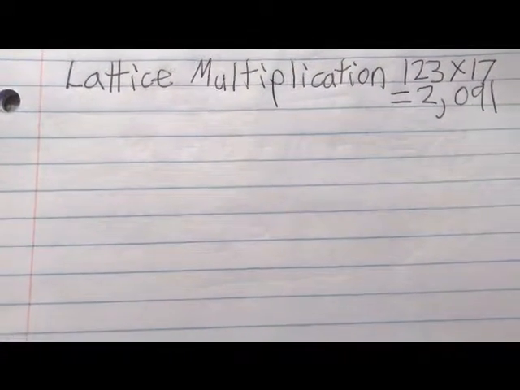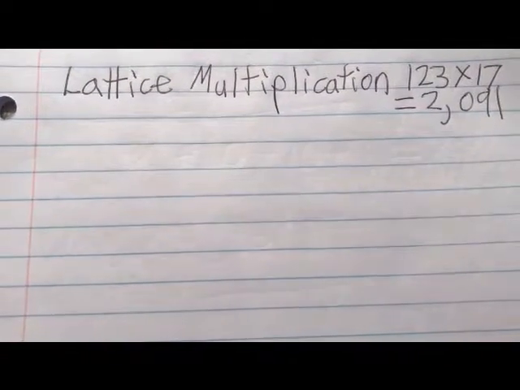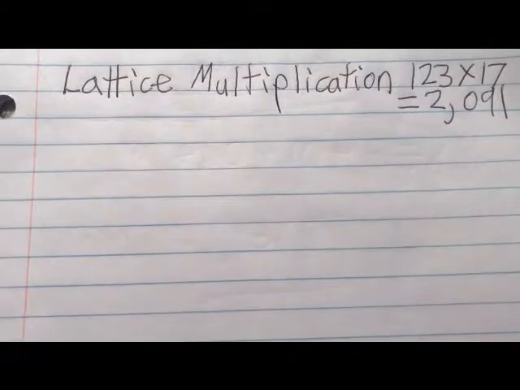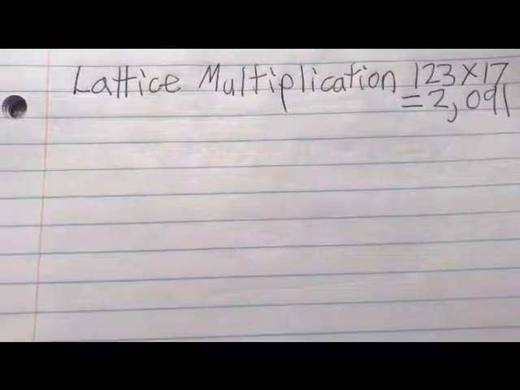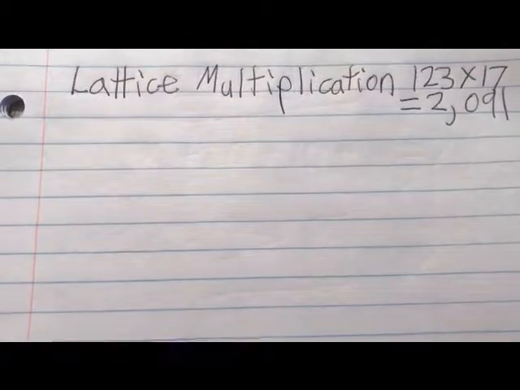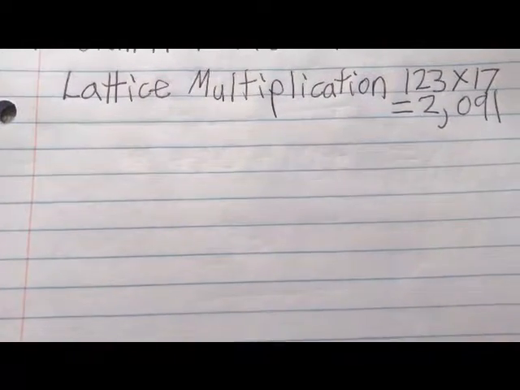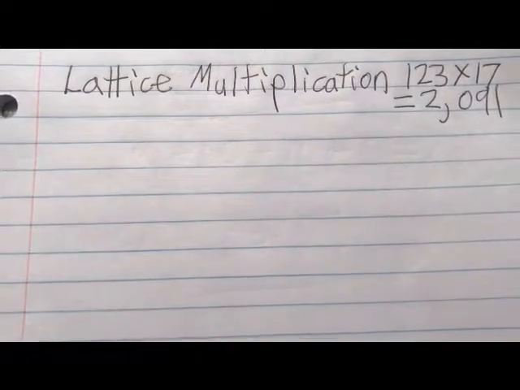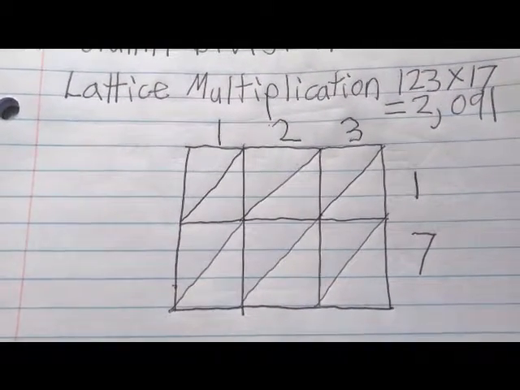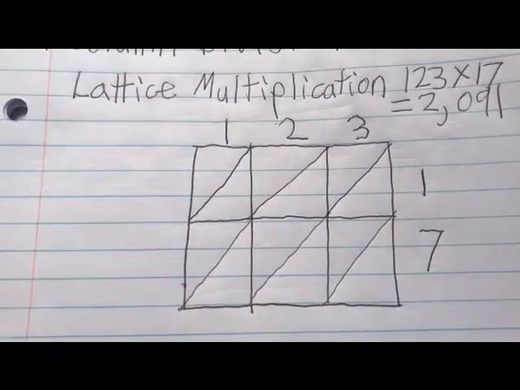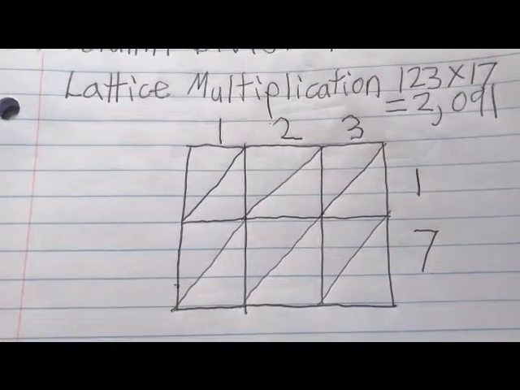This is lattice multiplication. I am going to draw it out and show you how it works. As well, the answer is 2,091 when you multiply 123 by 17. But how did we get that answer? Let's use lattice multiplication to find the answer. Part of lattice multiplication is dividing the square into diagonals.